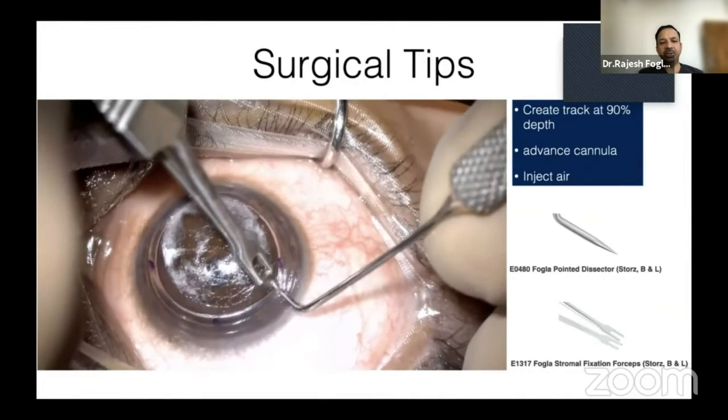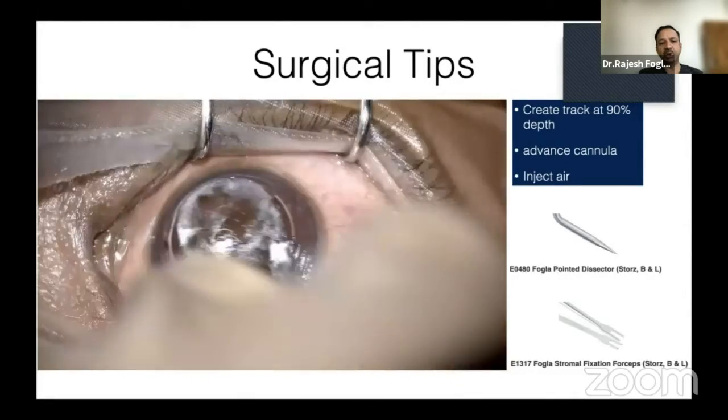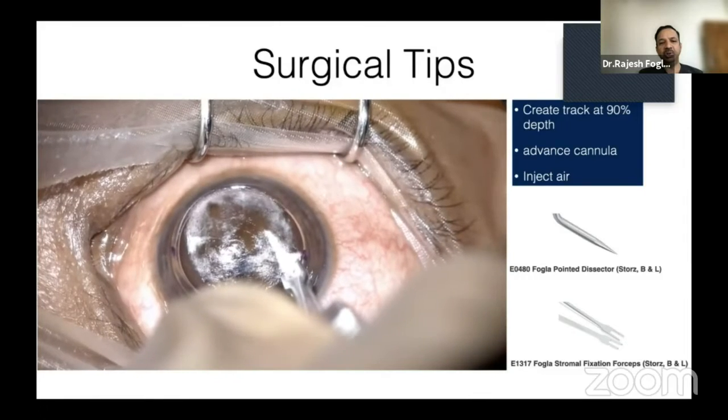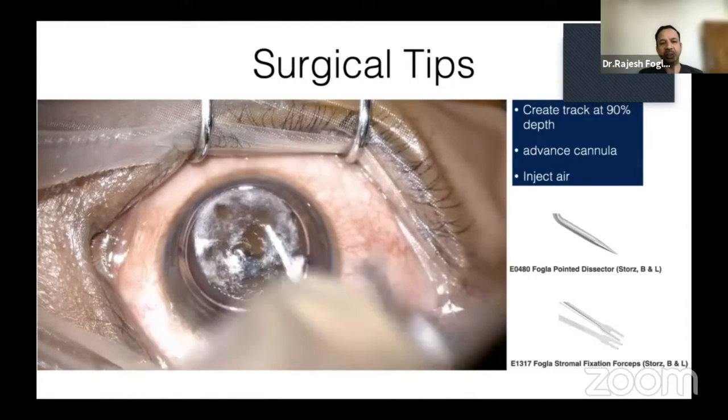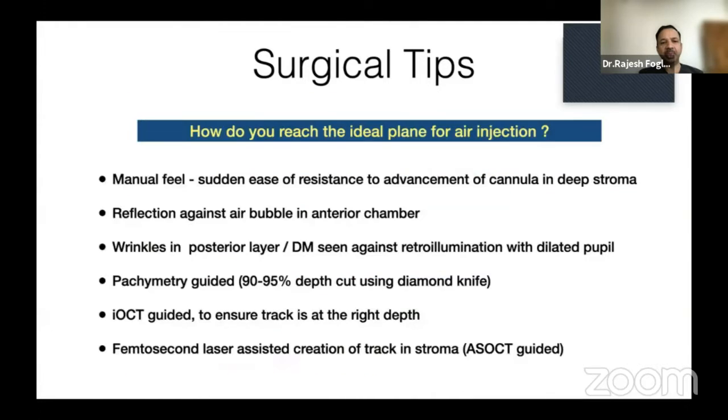Now, after you have debulked, you go to the base of your trephination and then make a small stromal track. And then you introduce your cannula, either centrally or paracentrally, and you inject air to create the big bubble. How do you feel you're at the right place? One will feel a sudden ease of resistance as you advance the cannula. You can look at the reflection of the cannula against the air bubble. If you keep the pupil dilated, you can see some wrinkles close to Descemet's membrane.